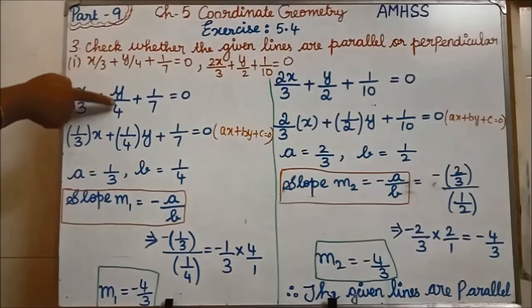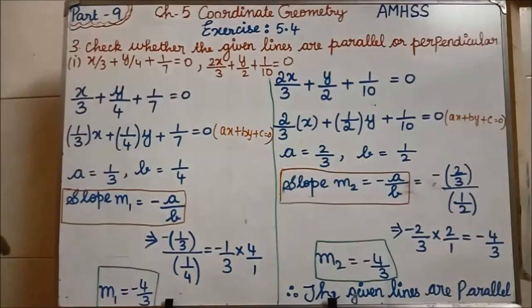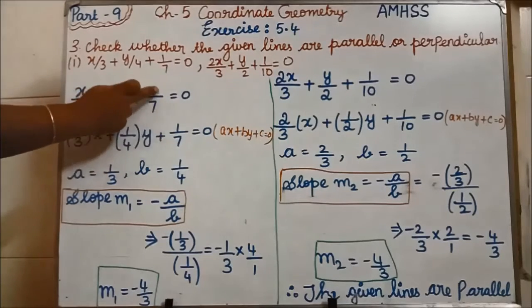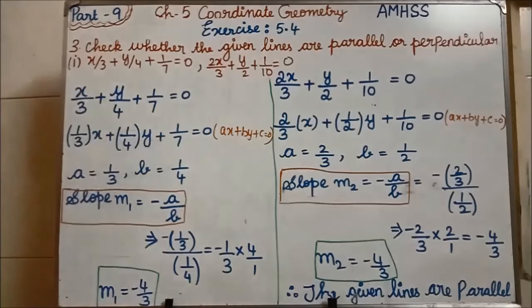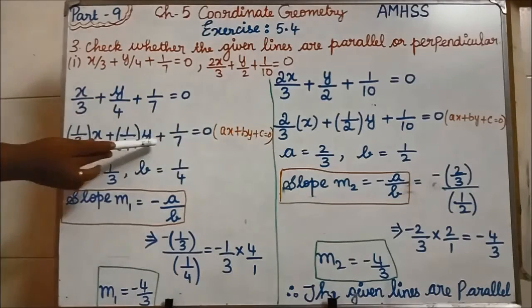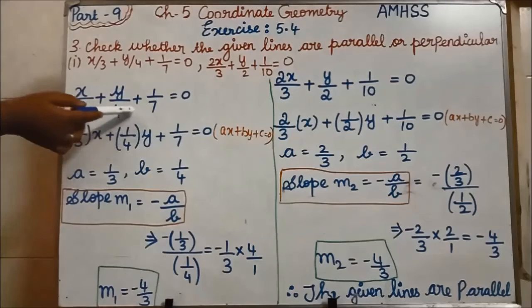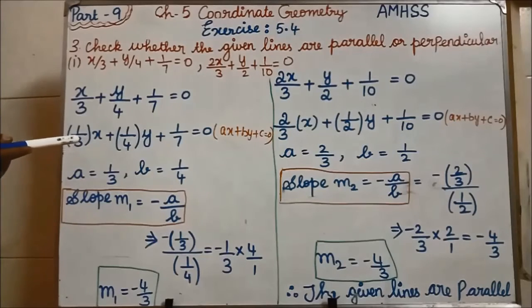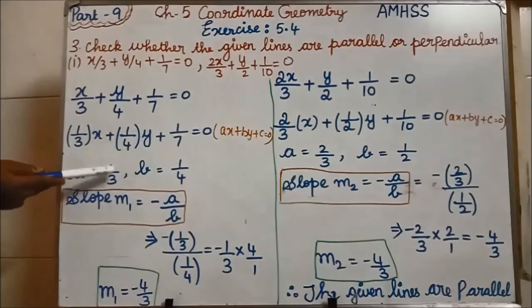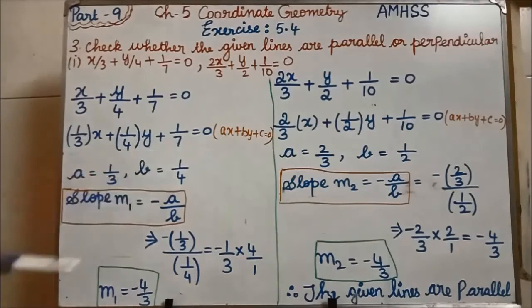x by 3 plus y by 4 plus 1 by 7 equal to 0. See, I have written here 1 by 3, with x outside. Similarly 1 by 4, y outside, plus 1 by 7. Why are we writing like this? To make it into the form ax plus by plus c equal to 0. So I am writing x, y outside so that it will be very clear. This is the x coefficient. This is the y coefficient. Clear? So in the place of a, what do we have? 1 by 3. In the place of b, what do we have? 1 by 4. So a is equal to 1 by 3, b is equal to 1 by 4.